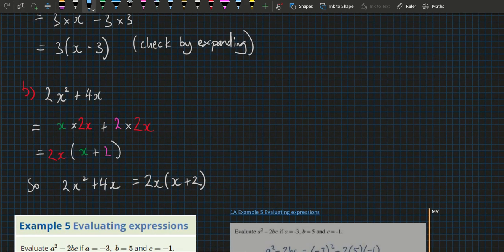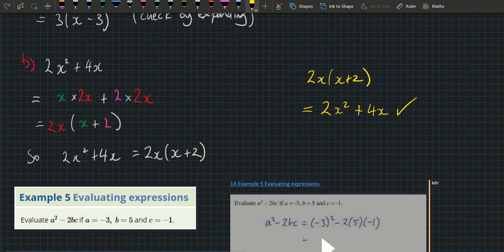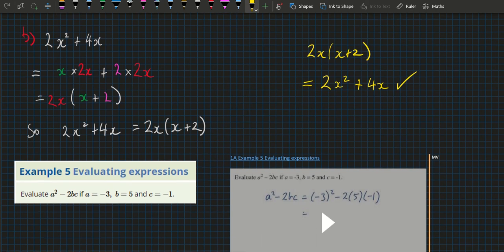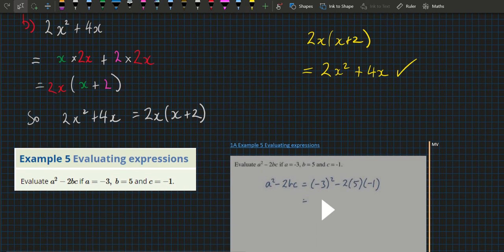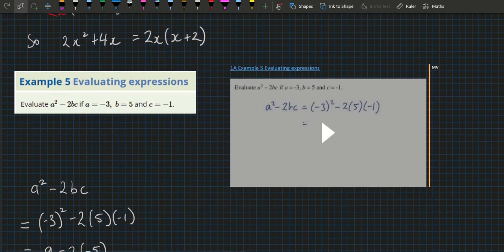For example, my check here would be: 2x times (x plus 2) equals 2x times x, which is 2x squared, plus 2x times 2, which is 4x. So it works. If you're in a test scenario and you're feeling under pressure, and you've done some factorising, go back and check that way.